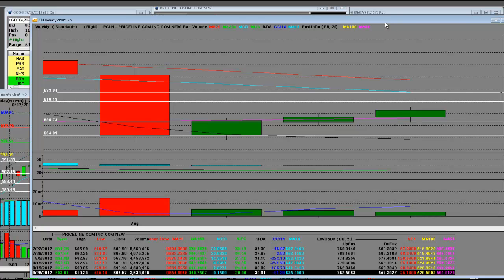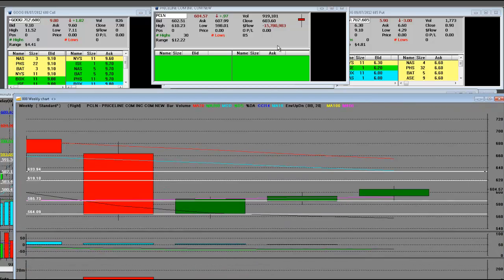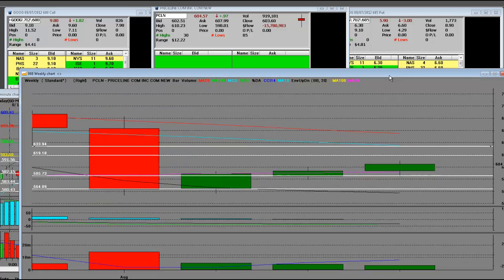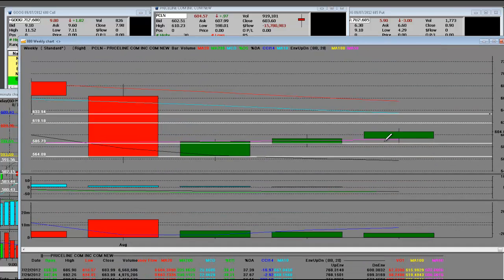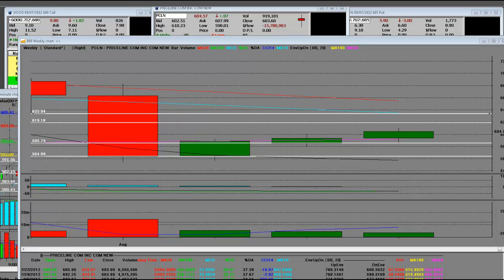So we're going to be looking at exactly how Priceline will trade. Close at 604.57. So if we get below the 50-week moving average, which is this pink line, that's the 50-week. It was resistance. It did get above it, and it's holding that support level. So once we start selling down through that level, it means one thing. It means that the put side pays.